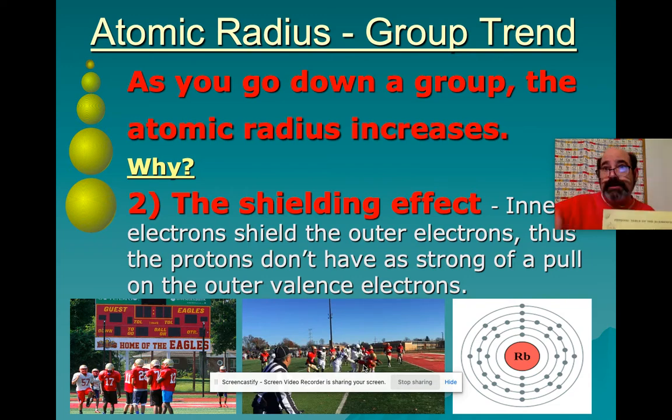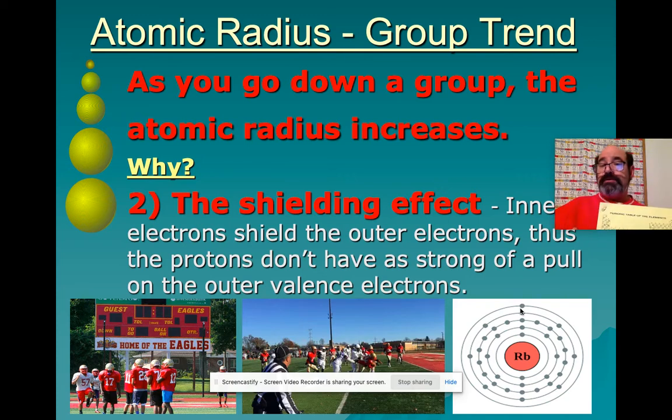They are shielding the quarterback from the other team. The more layers you have in an atom, the more shields you have. And the harder it is, the less effect there is of the nucleus to that outer electron. So the further away it is, I can't grab your cell phone from the back row, but I can grab it from the front row because all these people are shielding me in between.